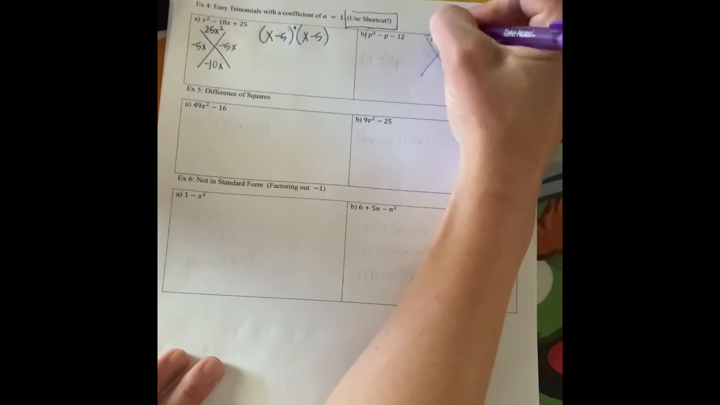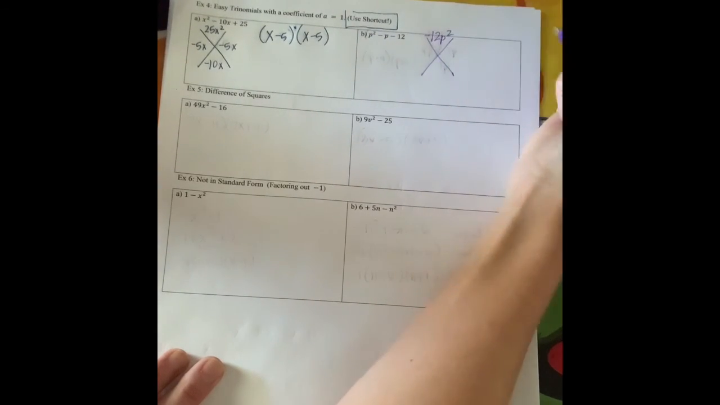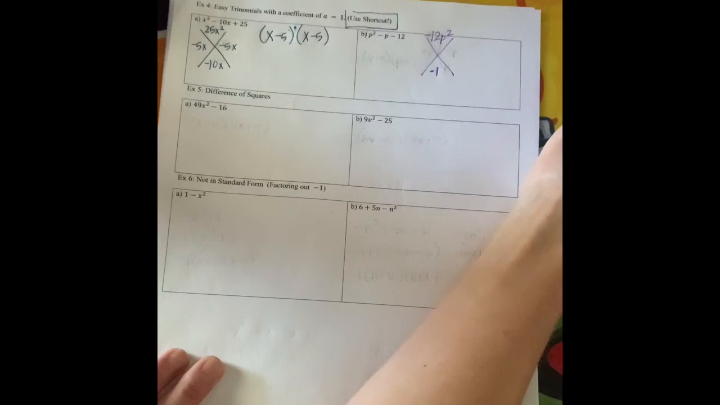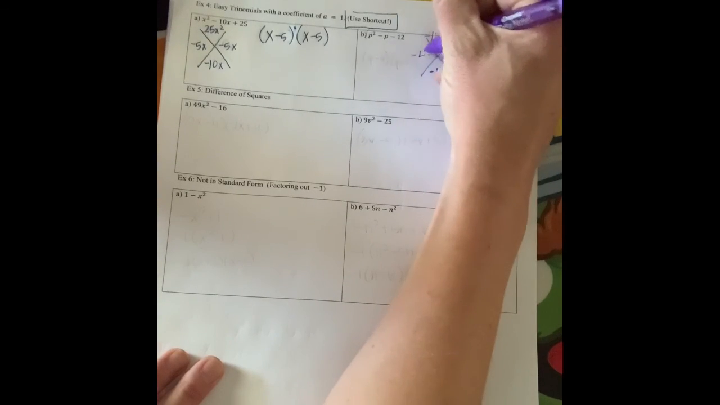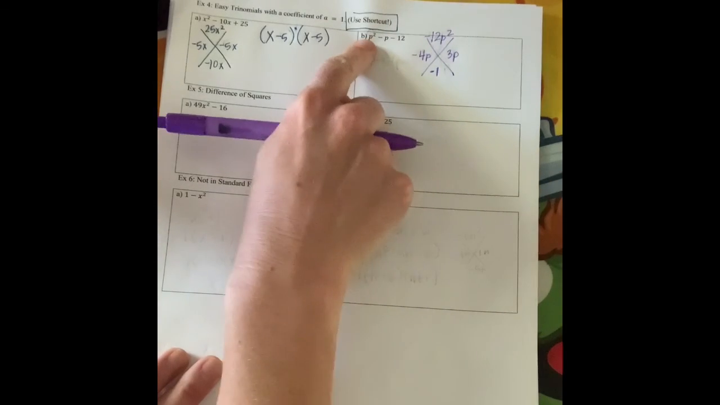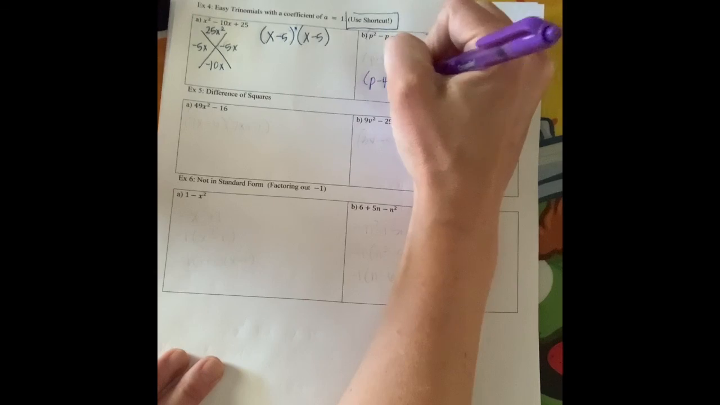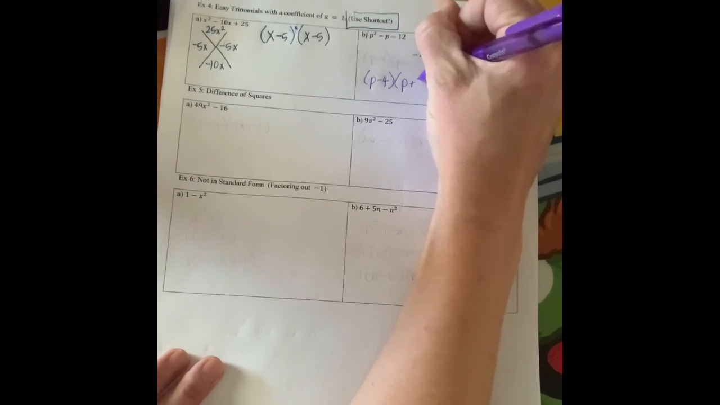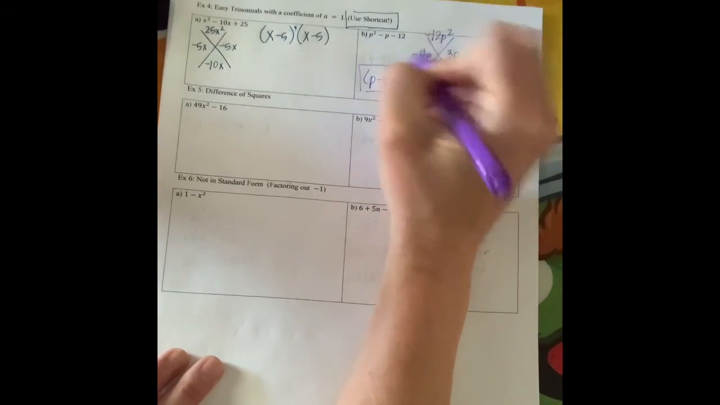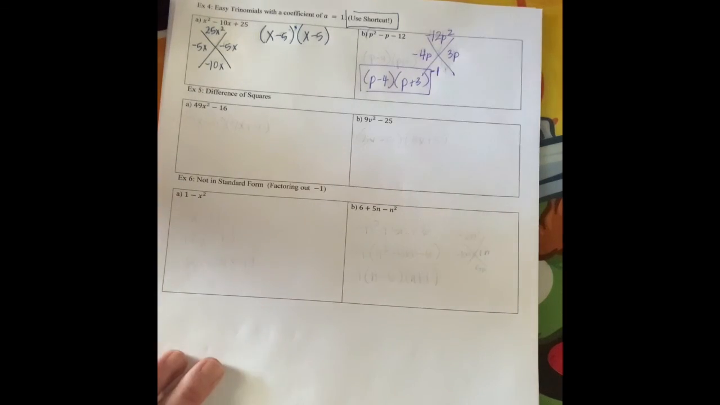So same goes with this one. I noticed that it's just p squared. So I'm looking for two numbers that multiply to negative 12, but they have to add to a negative 1. So that's negative 4 and 3. So if this is a leading coefficient of 1, then I know that this is p minus 4 and p plus 3. Again, you can multiply it out and double check it.